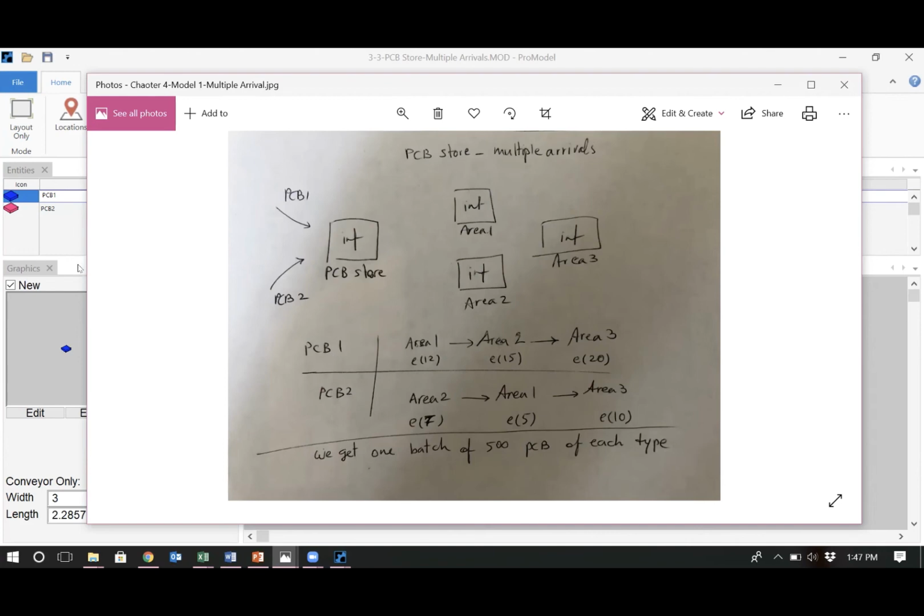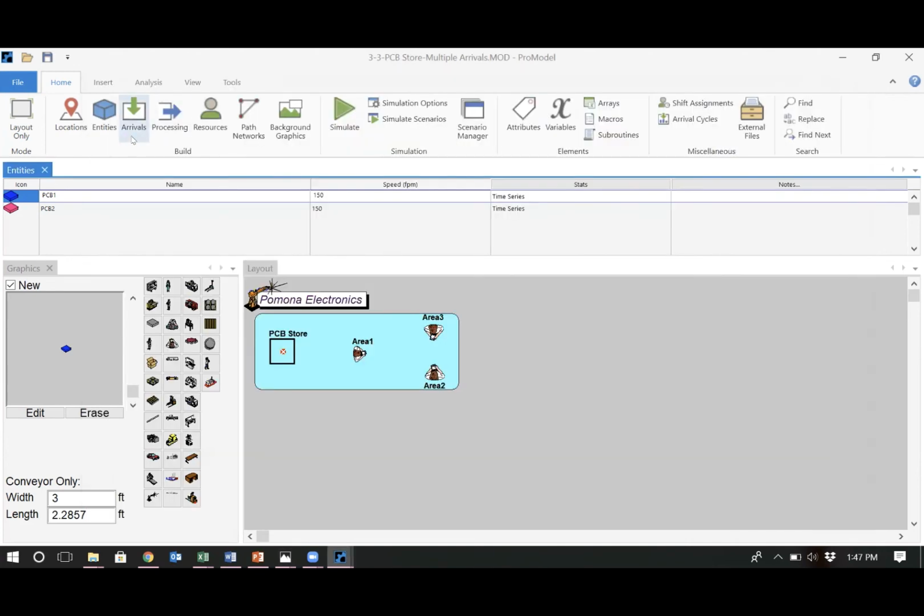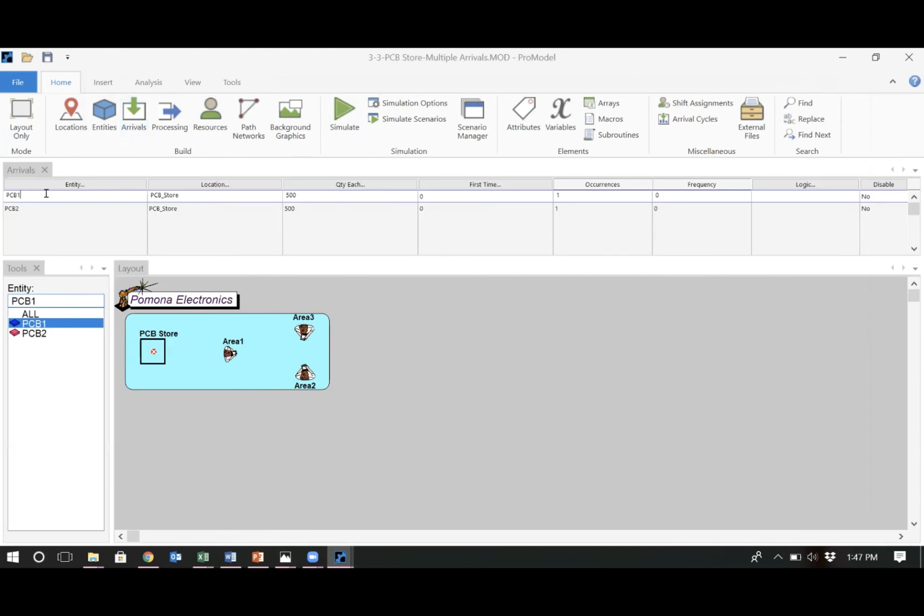Is everyone okay so far? So let's go to arrival for PCB1, which arrives and goes to PCB store. I get 500 for quantity each. All 500 arrive at the same time in a batch from the start of the simulation. Occurrence happens only once, and frequency is 0. I don't need to worry about inter-arrival time. Simulation is not going to use that information at all.